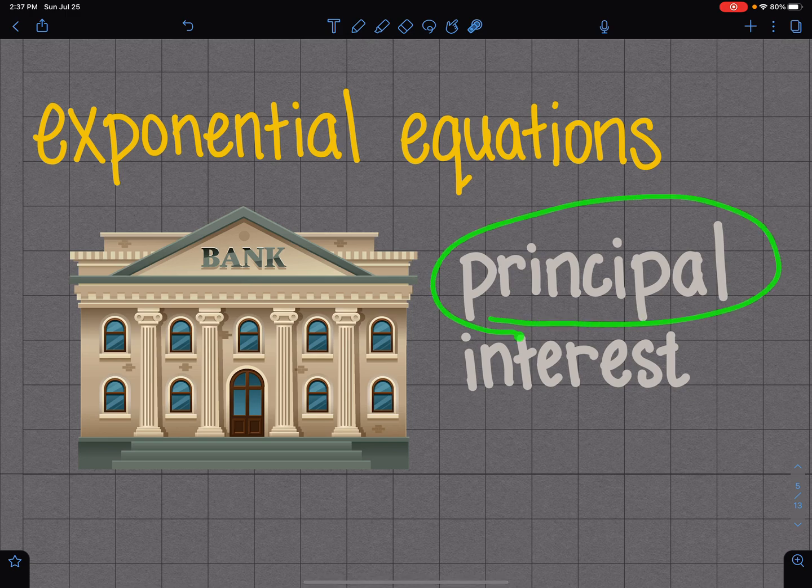Principal is the amount of money that you put in the bank. Maybe you put in $100 in your bank account to open it up, right? And then the amount that the bank pays you, that's called the interest. So the principal is the amount of money that you put in. The interest is how much the bank pays you for using their bank.